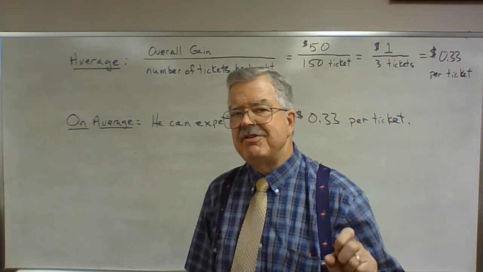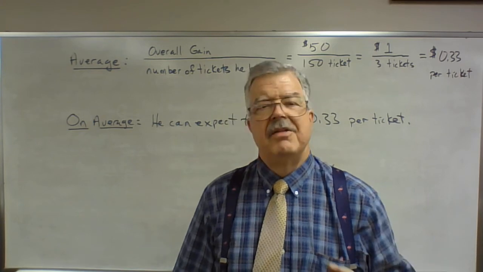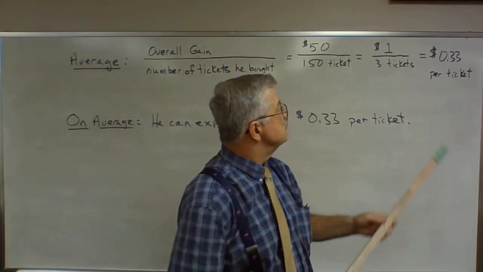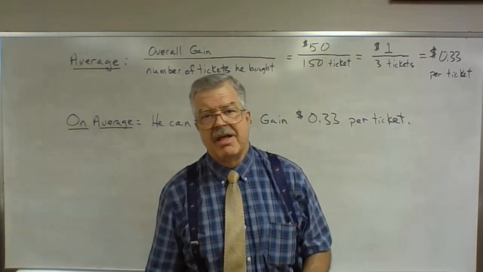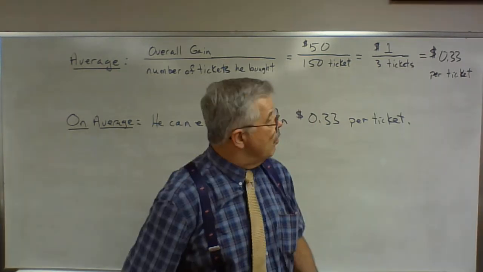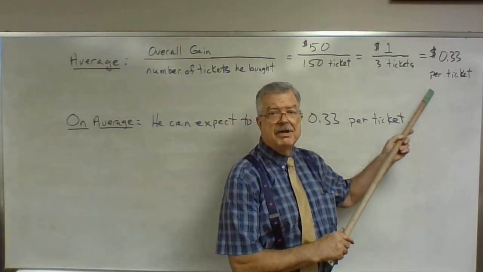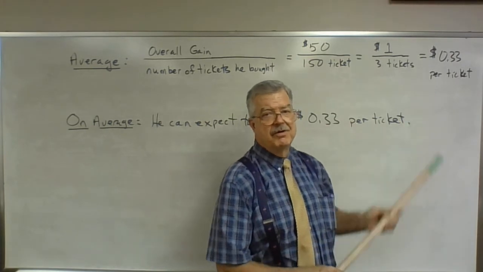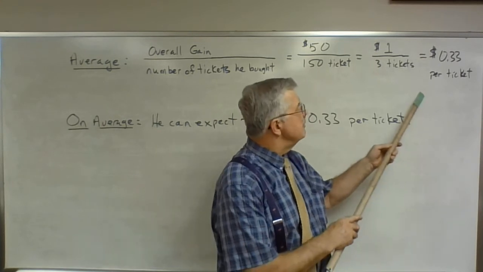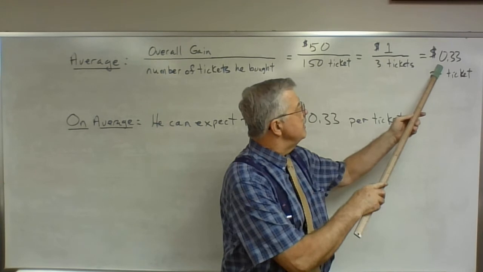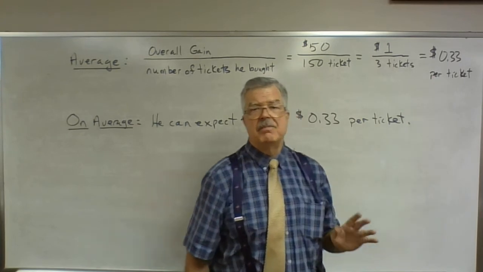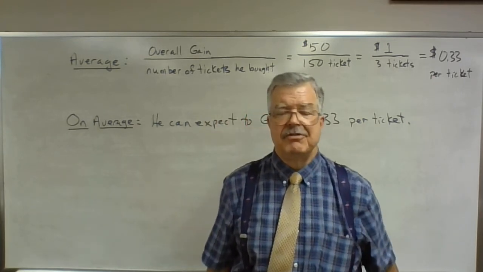So if he engages in this activity a long time, the expected value of his winnings any time he buys a ticket is 33 cents. Now, he's not going to win 33 cents. He's either going to lose a dollar or win 100. But overall, if this game is repeated over and over, if he keeps buying lottery tickets over and over, on average, he's going to win 33 cents per ticket. His gains are going to be 33 cents per ticket. And that would be the expected value of his winnings.